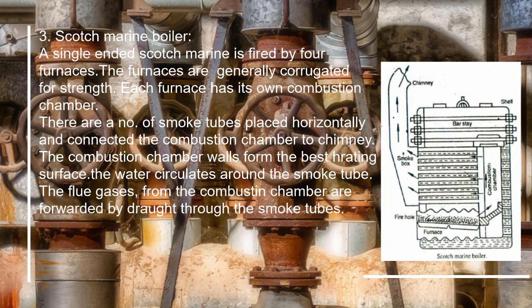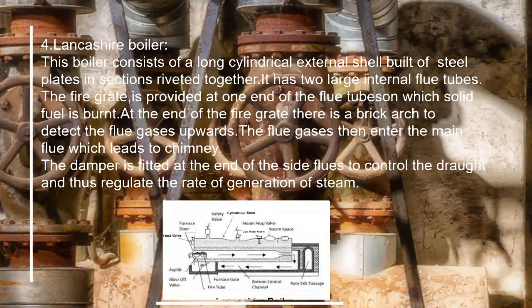There are a number of smoke tubes placed horizontally which connect the combustion chamber to the chimney. The front and the back plates of the shell are strengthened by longitudinal stays. The combustion chamber walls are among the best heating surfaces. The water circulates around the flue gases from the combustion chamber, which are forwarded by draught through the smoke tubes and finally up the chimney. Example is Lancashire boiler.